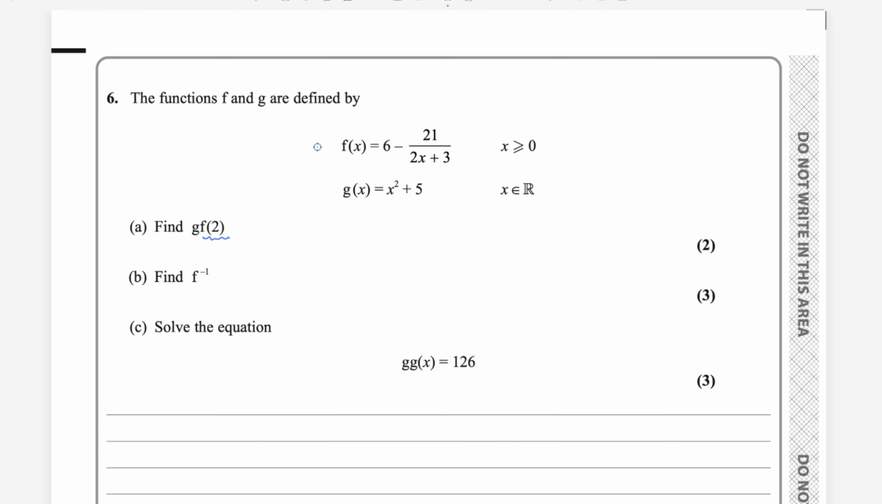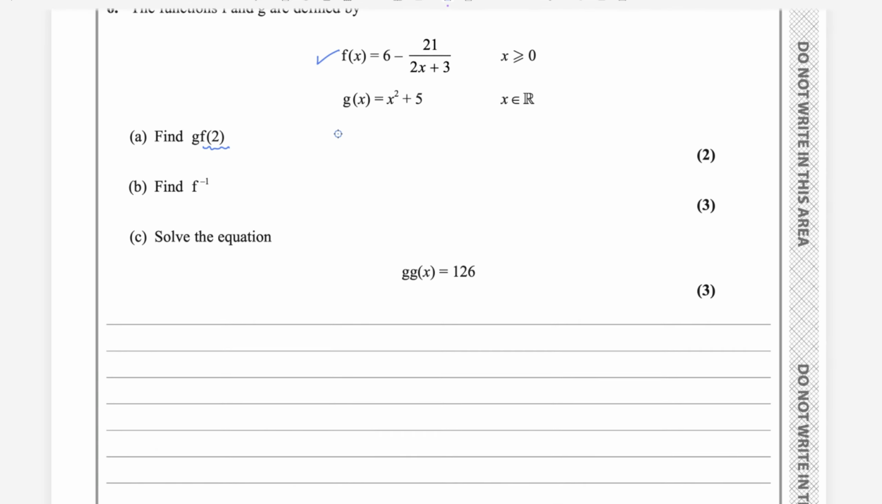F of 2 we can get from f of x. Just replace x with 2. So f of 2 will be equal to 6 minus 21 over 2 times 2 plus 3, equals 6 minus 21 divided by 7. This is 2 multiplied by 2, which is 4. 4 plus 3 is 7. So 21 divided by 7 is 3. 6 minus 3 is 3. So f of 2 is 3.